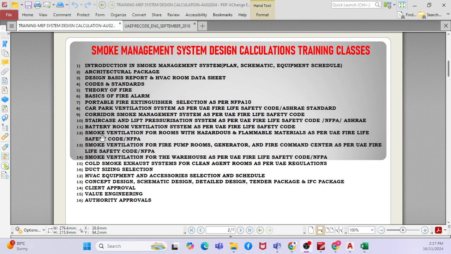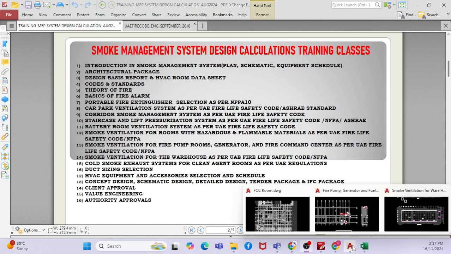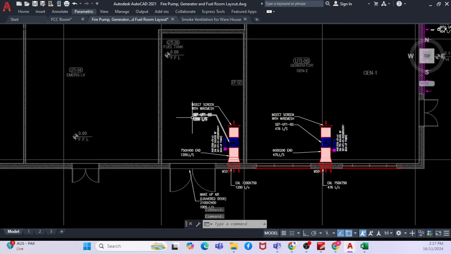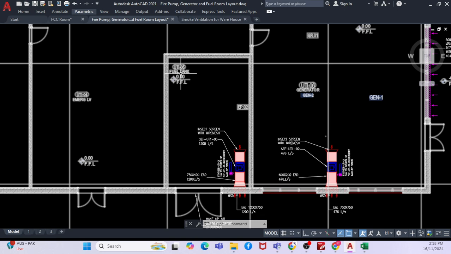Today we will discuss smoke ventilation for rooms with hazardous and flammable material. Say, for example, in any project, you will have some rooms with hazardous material or flammable material. As an example, you can say there is one room with a fuel tank room.